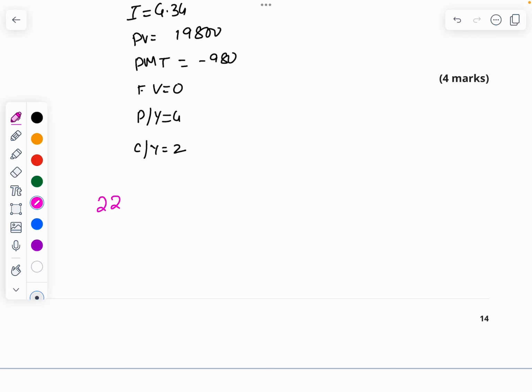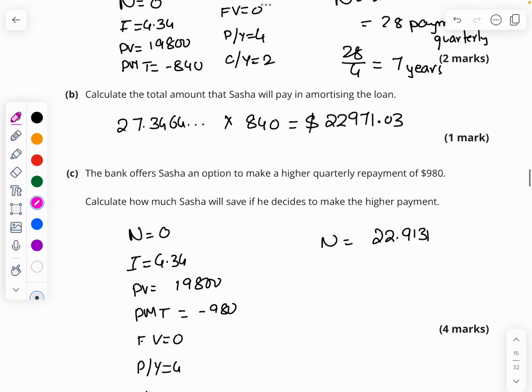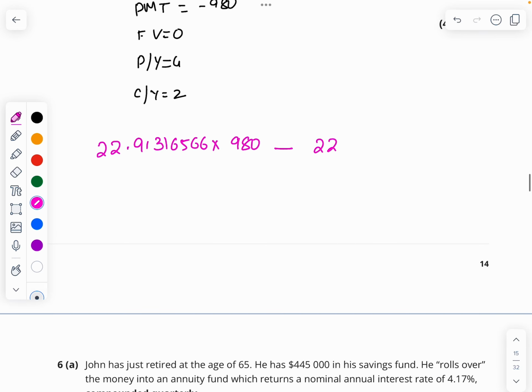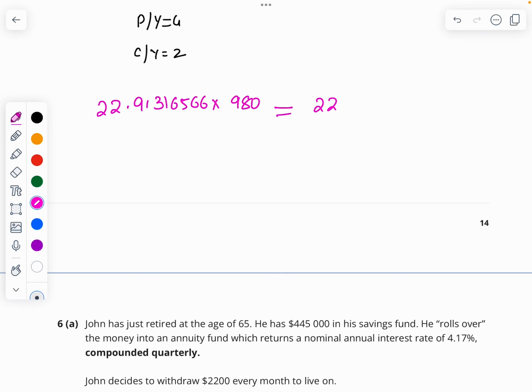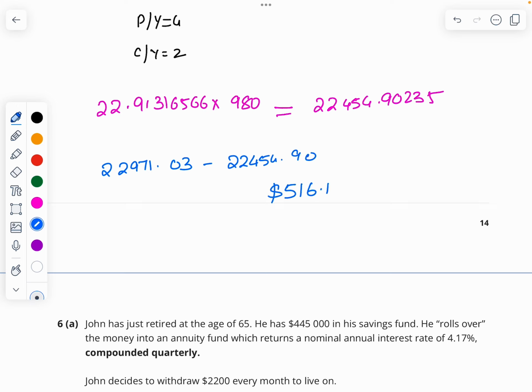So total payment is 22.91316566 times 980, which is going to be 22,454.90235. Now compare how much additional he is paying. 22,971.03 minus 22,454.90. So how much additionally is savings? 516.13. That's going to be the savings.